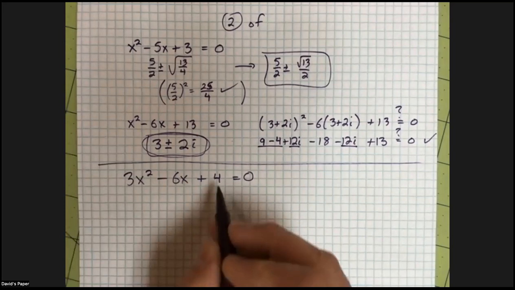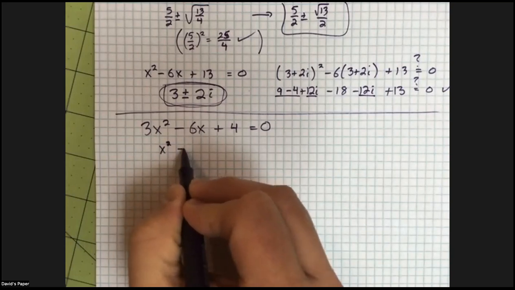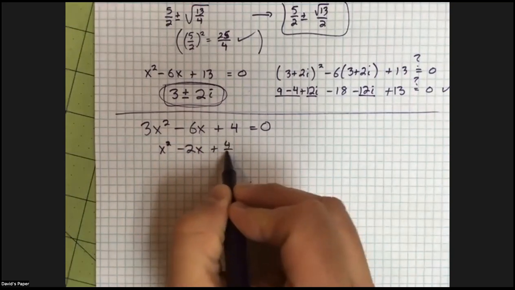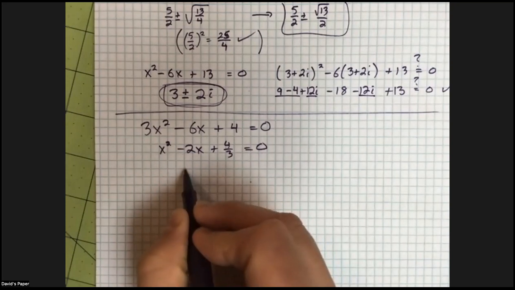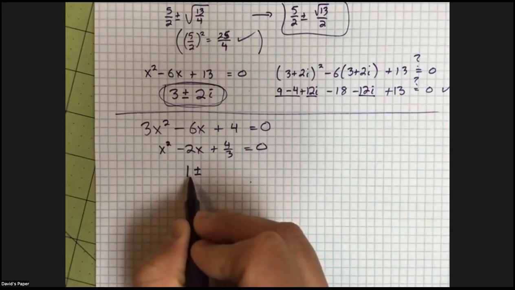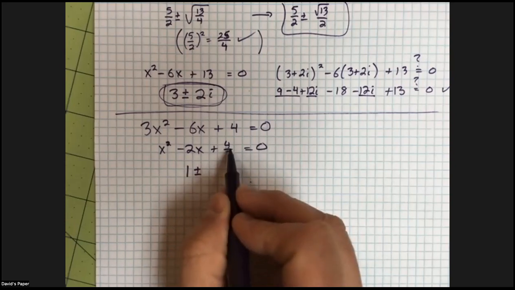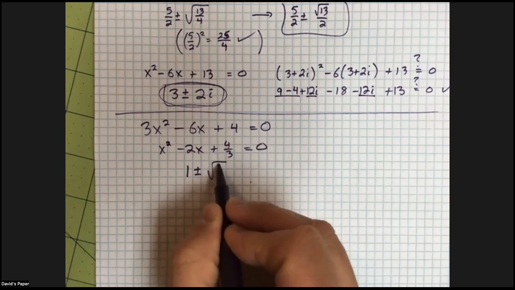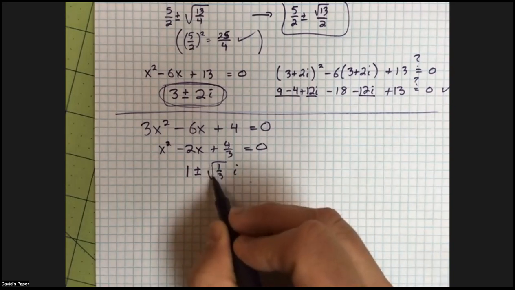So let's solve this quadratic equation right here. So I divide by 3, x squared minus 2x plus 4/3 equals 0. Then I take half of the opposite of minus 2. So that's 1 plus minus. That's my plus minus part. Now I square 1. And when I square 1, I get 1, which is short of 4/3. 1 is 3/3, and 4/3 is past 3/3. I'm short of 4/3. How far am I short of 3/3? By 1/3. So I need 1/3 i rooted. Square root of 1/3 i.